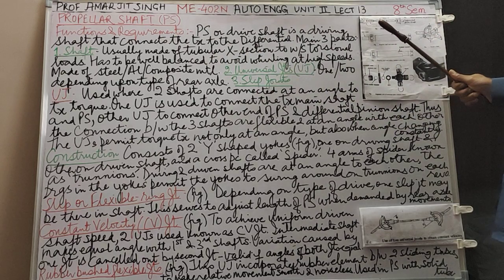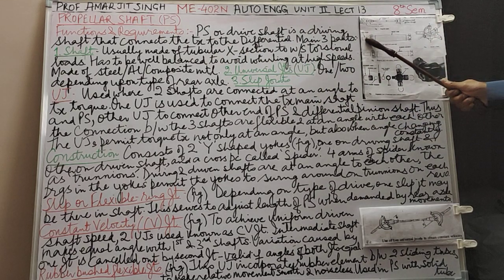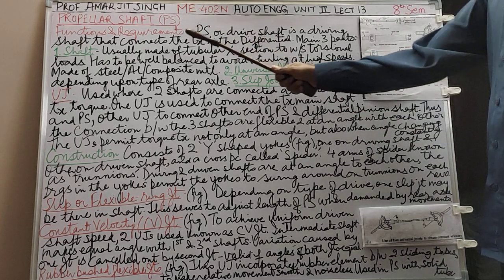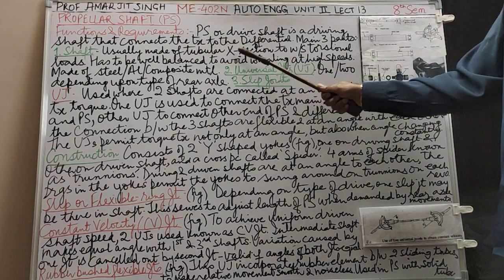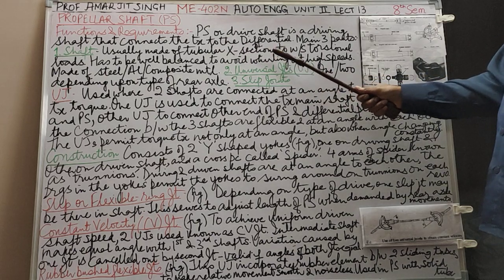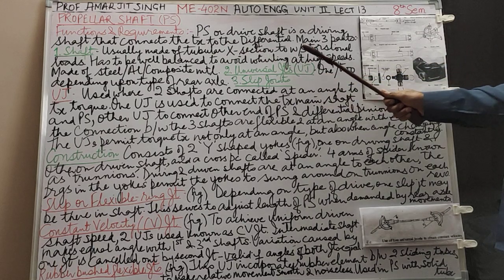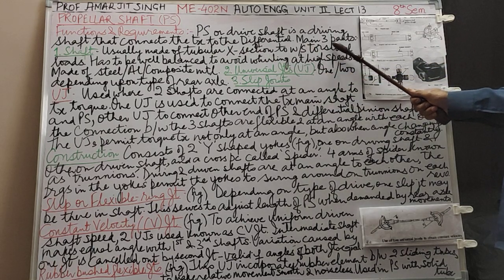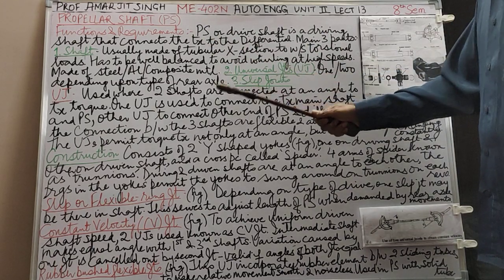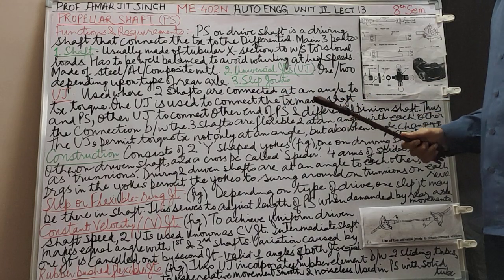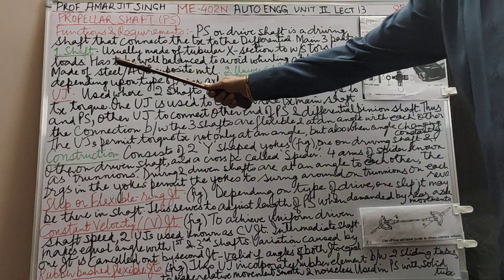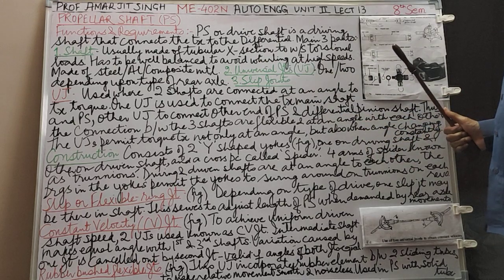The first is the shaft itself. This is the shaft. This is another view of the shaft. Usually made of tubular cross section, mostly. It may be solid also, like this is a solid one. Tubular cross section to withstand torsional loads. It also has to be well balanced.